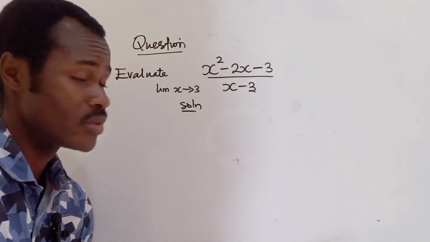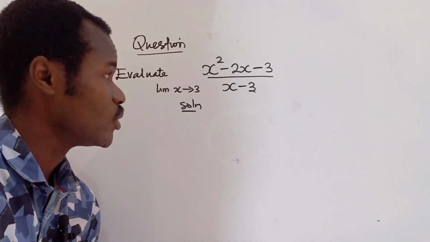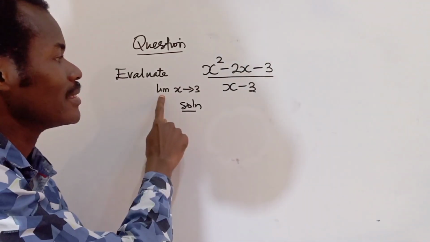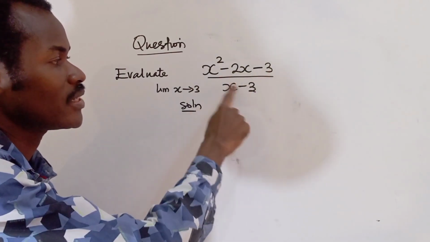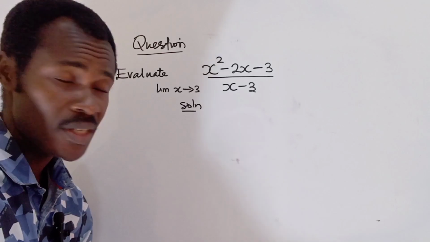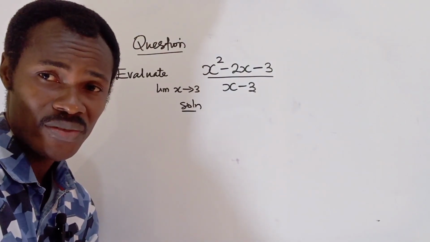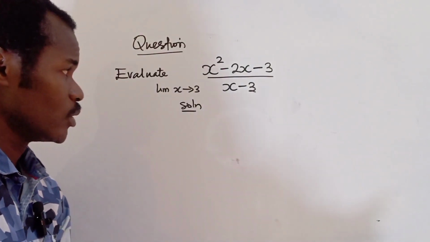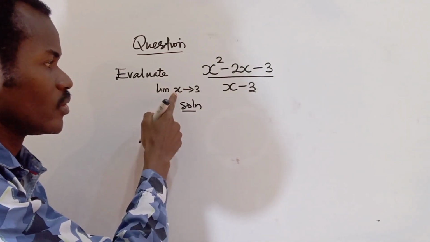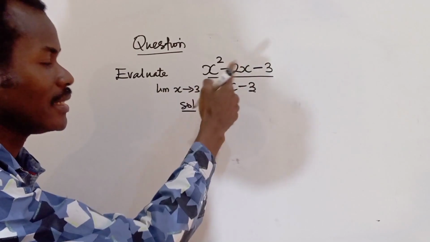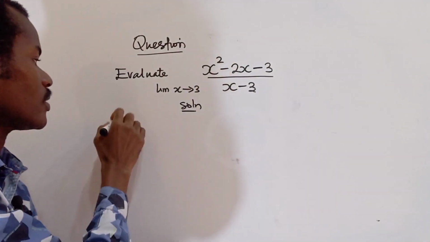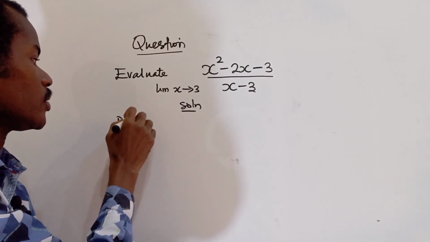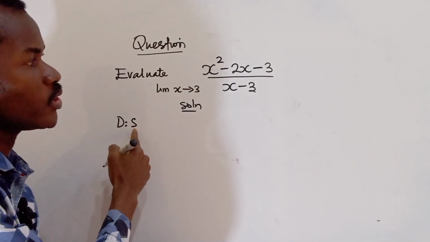Alright, so let's get right into today's question. It's on limits. The question says evaluate the limit of (x squared minus 2x minus 3) divided by (x minus 3) as x approaches 3. There are three methods of solving for limits. The first method is direct substitution. So let's try the direct substitution method.